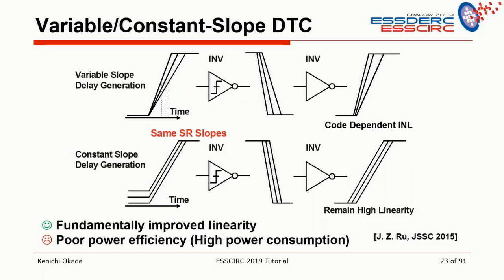Okay, for the DTC, basically there are two different architectures. One is the variable slope DTC, and another one is the constant slope DTC. Maybe you know, in the variable slope case, for example, you change the load capacitance and change the slope to realize the digital code to time difference like this. On the other hand, the constant slope type always keeps using the same slope for the input signal but changes the offset value, the initial state. In this case, this linear conversion can realize a very linear digital to time conversion.